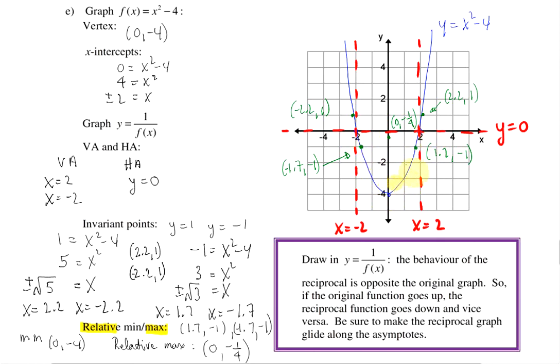So we want an opposite behavior to that, which means that we're going to have a parabola that, well, it's not really a parabola, but it looks like one, and it will be opening down. And the difference between our reciprocal function and our original function is that the part that opens down on our reciprocal function has a flatter top. Okay, so you graph it kind of flat, go through the invariant points and glide along your vertical asymptotes.